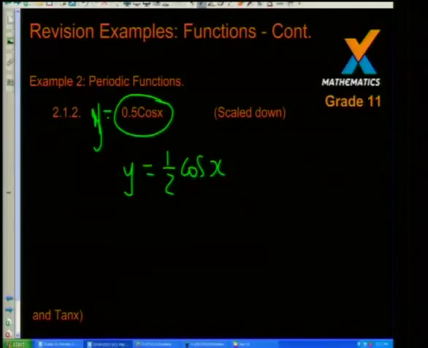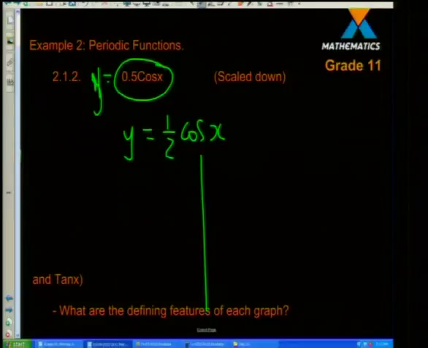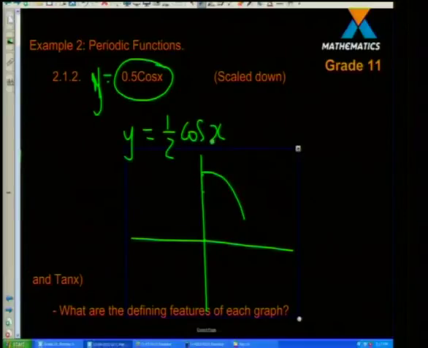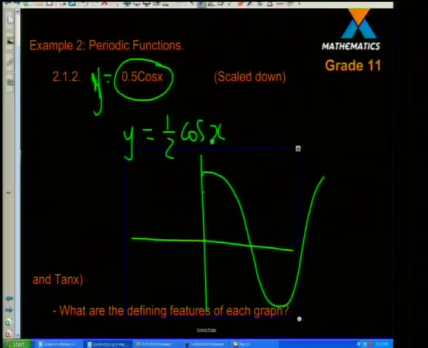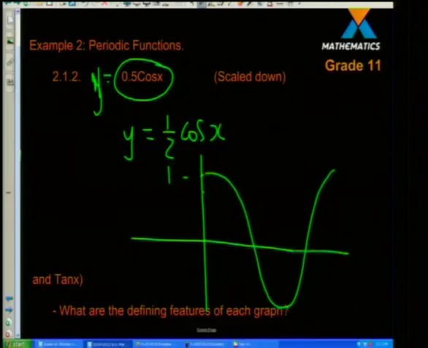So if I then draw this graph here, it used to be a cosine graph that starts at, let's say, 1 there. And in fact, let me keep it dotted there.